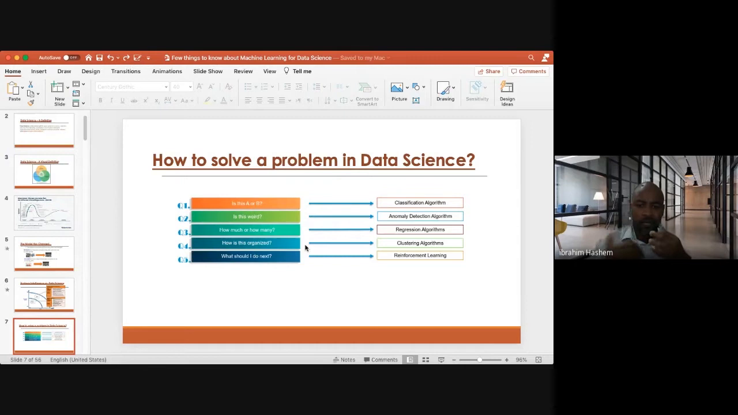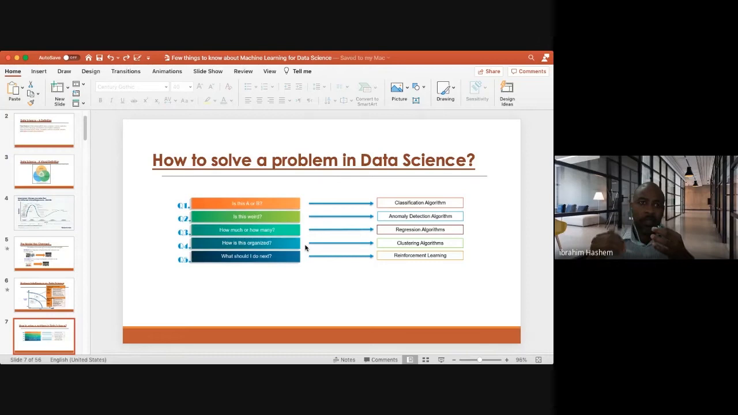If we are asking the question, how is it organized, it's a clustering algorithm. Later we'll talk about supervised learning and unsupervised learning, but for now let's just look at the questions. If we are asking how is this organized, it means we are looking at the grouping or segments of things, then we are clustering our data. So that's clustering algorithms, and there are different clustering algorithms that are used.